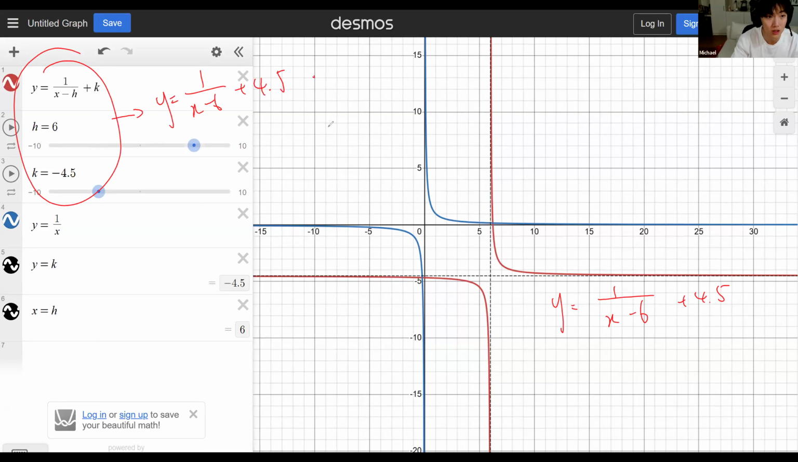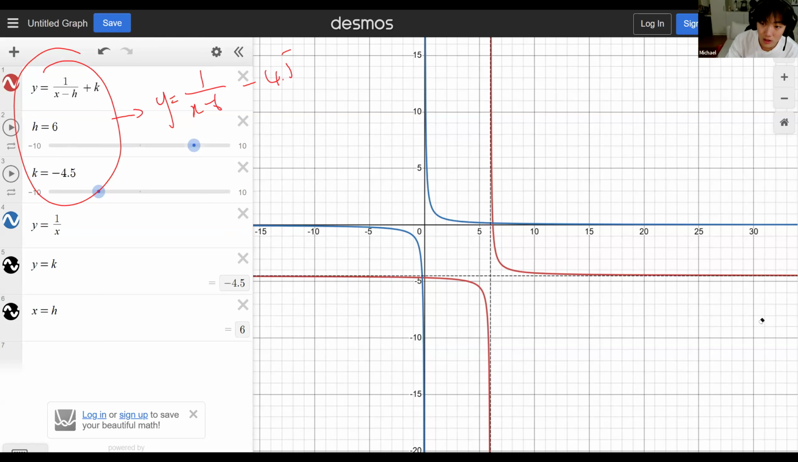Does that make sense, Adriana? Oh, sorry, minus 4.5, my bad. Does that make sense? Yeah. So we're saying this graph is a translation from the graph we had before. And yeah, that's it.